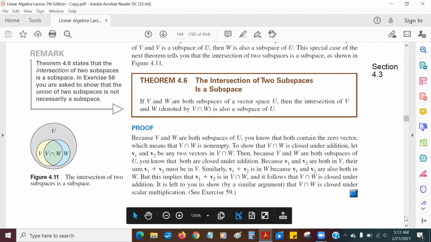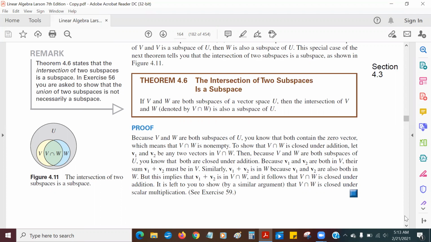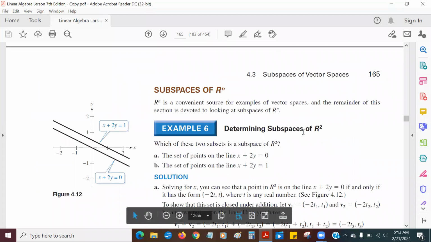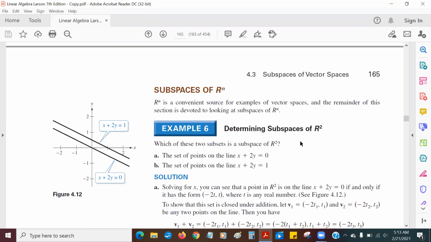Now, I want to end off this section with some examples of subspaces, some famous examples of subspaces of some famous vector spaces. So one very famous vector space that we deal with a lot is the R2 plane. You always call it the XY plane. Now I'm calling it the R2 plane. Same thing. So let's look at some subspaces of R2, what we call the XY plane.